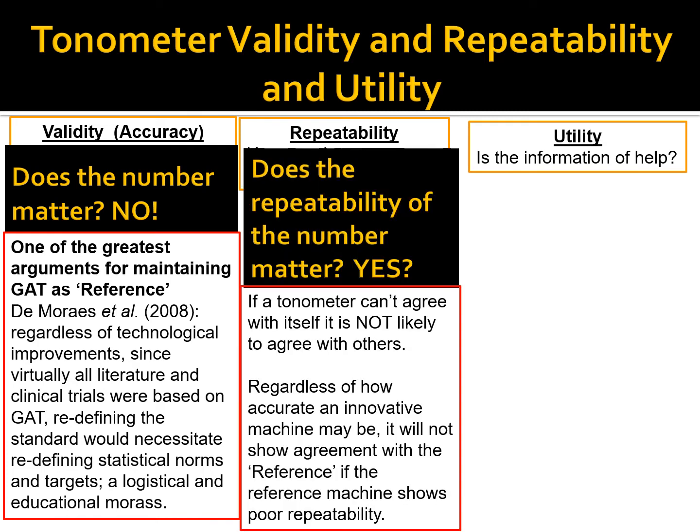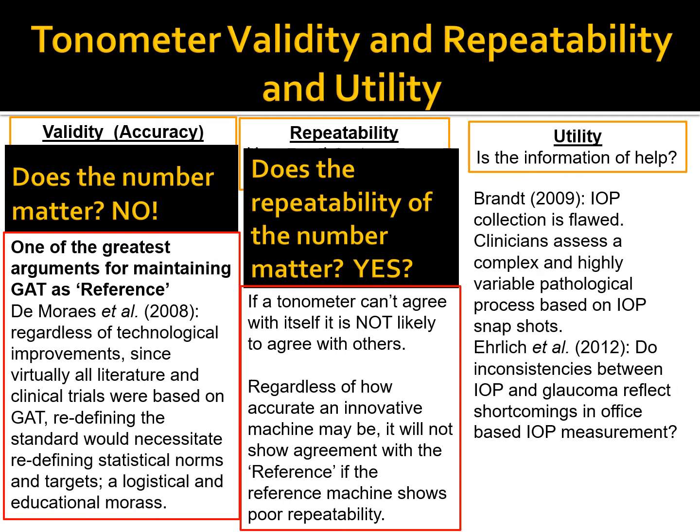Does the repeatability matter? Absolutely. If a tonometer can't agree with itself, it's not likely to agree with anything else. And regardless of how accurate an innovative new machine may be, it will not show agreement with the reference if the reference machine shows poor repeatability. So the number is really important, or the repeatability of that number.